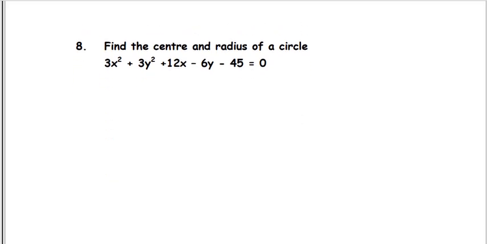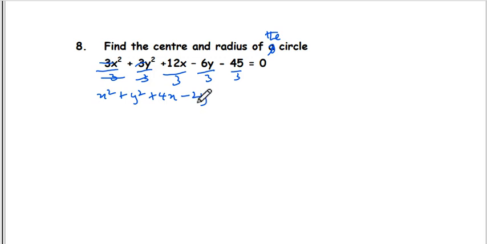Look at this. Find the center and radius of this circle: 3x squared plus 3y squared plus 12x minus 6y minus 45 equal to 0. Now the first thing we do is divide through by 3, since the coefficient of x squared and y squared is 3. So we have x squared plus y squared plus 12 divided by 3 is 4x, minus 6 divided by 3, that's 2y, minus 15, since 45 divided by 3 is 15, equals 0.